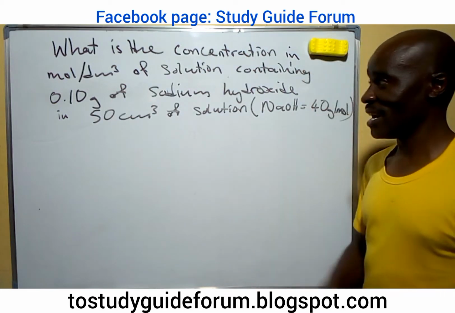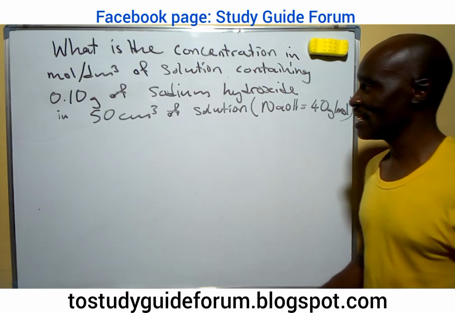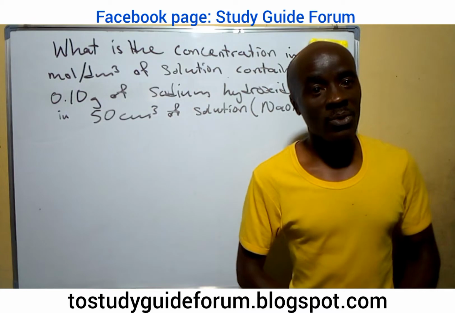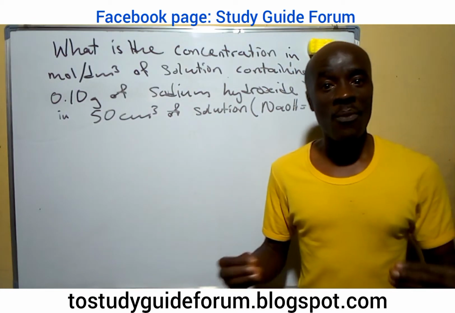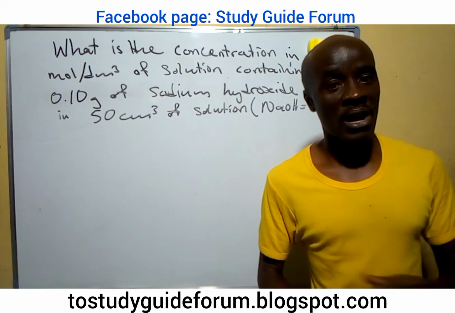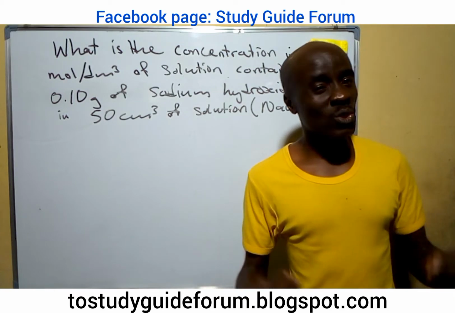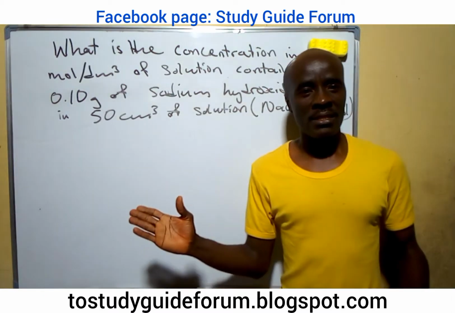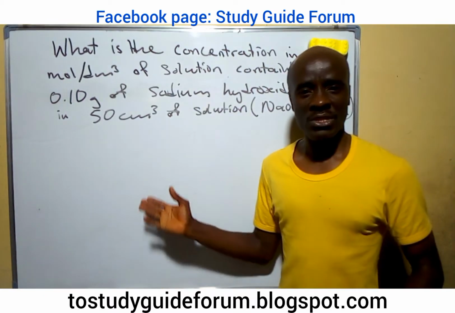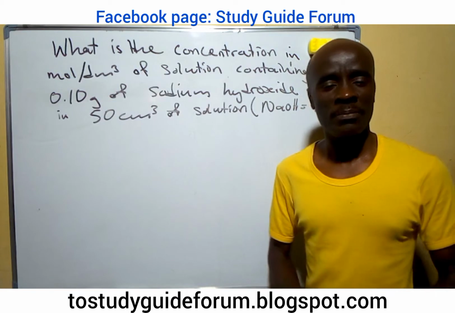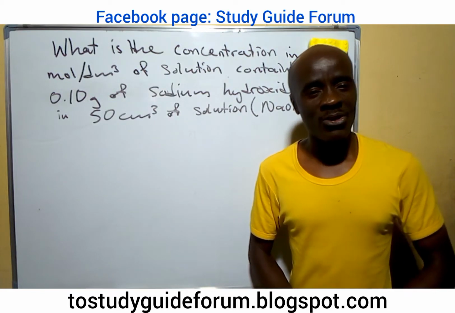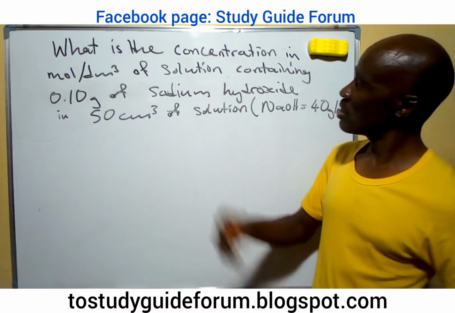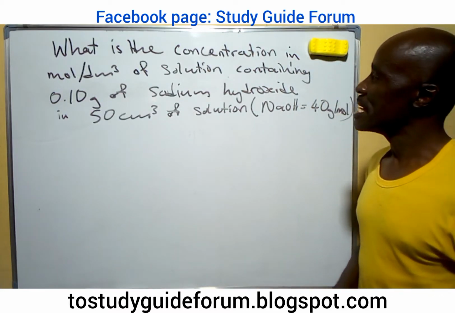Today we are going to be looking at how to calculate the concentration in mole per dm cube. In other words, what we're talking about here is molar concentration, how to calculate the molar concentration of a substance in solution. When you have a substance in a solution, there's a need in chemistry to also know the molar concentration of that substance.